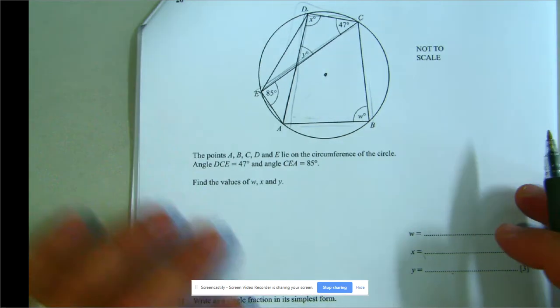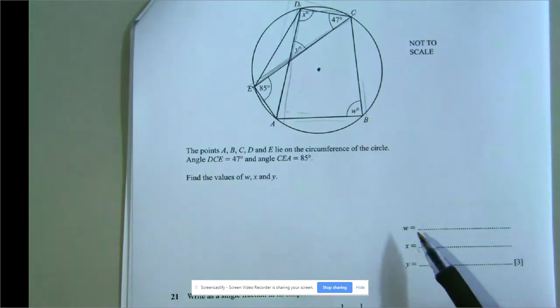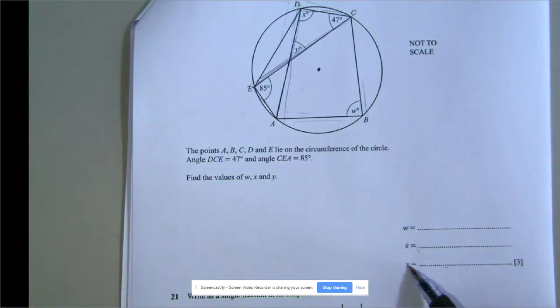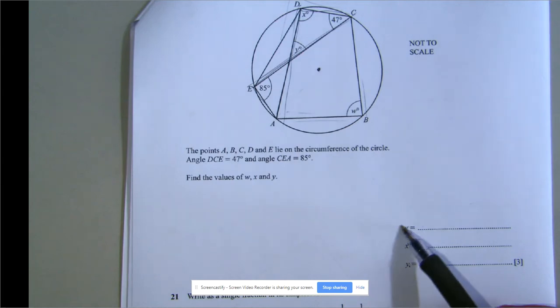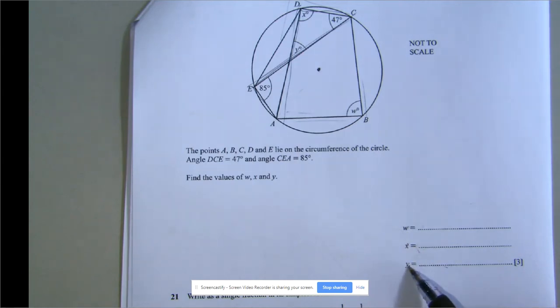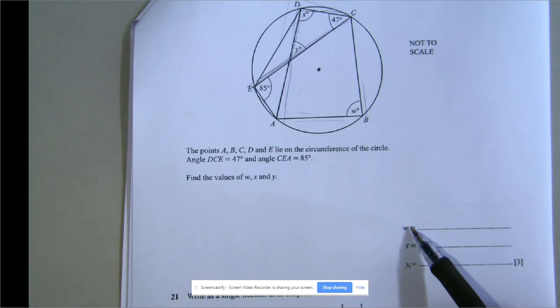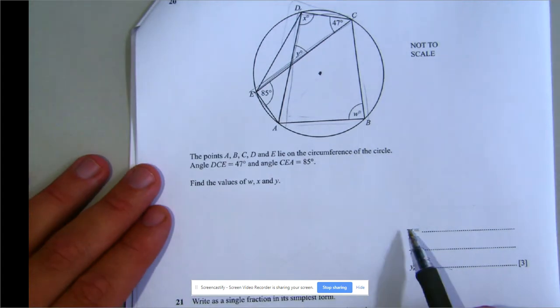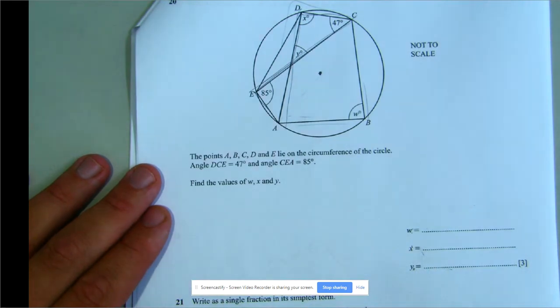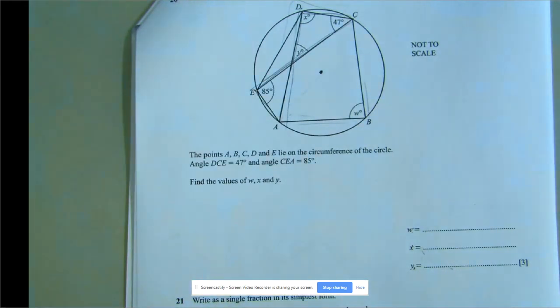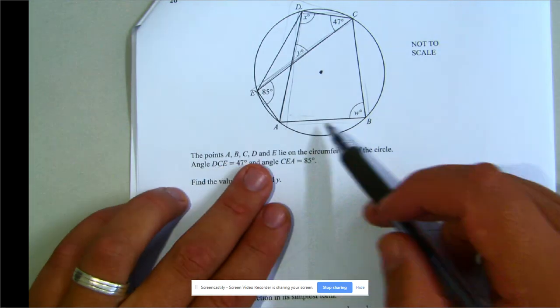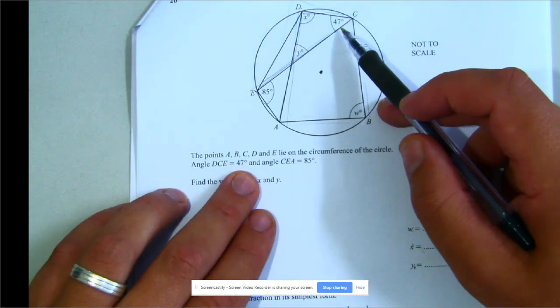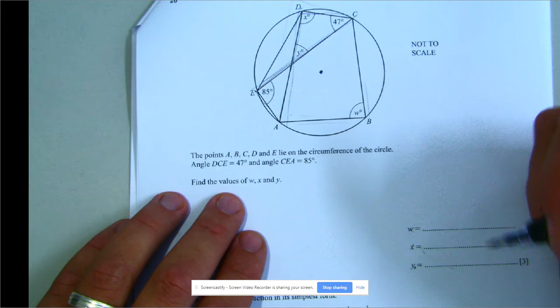Good. And just to make sure, guys, W, X, Y, those are the questions. To find W, you will not need X or Y. Sometimes to find Y, you may need the answer to W or X, but not necessarily. But surely for W, you can just find it without knowing X or Y. So they say ABCDE lie on the circumference, angles 47 degrees and 85. So let's start with W.